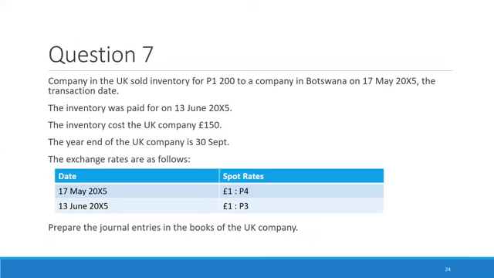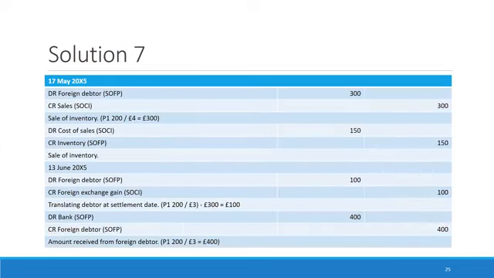So we firstly want to record the sale that they've made, keeping in mind that we would credit our sales because we've made the sale and risks and rewards have transferred on transaction date. And would we debit bank? No, we wouldn't be able to debit bank because they're only paying us on the 13th of June. So on the 17th of May, 20X5, we would credit our sales with £300 and we would debit our foreign debtor with £300.